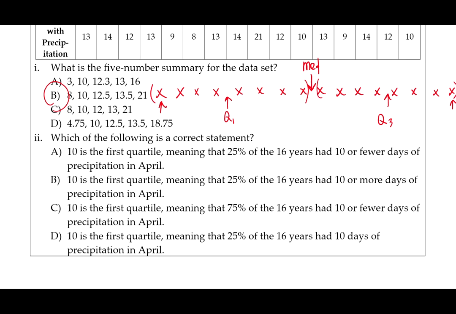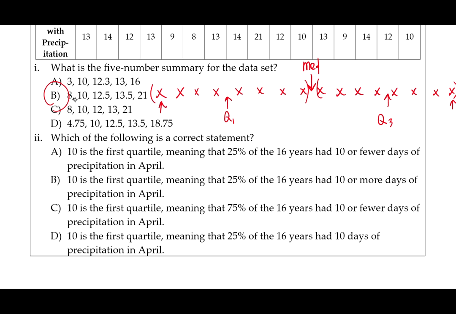Okay, next, which of the following is a correct statement? 10 is the first quartile. Well, that is correct. That's our value for Q1, the second number in our five-number summary. What does that mean? Quartiles separate the data into quarters, and the first quartile has a quarter of the data equal to or below it. In other words, 25% of the values are equal to or below 10.